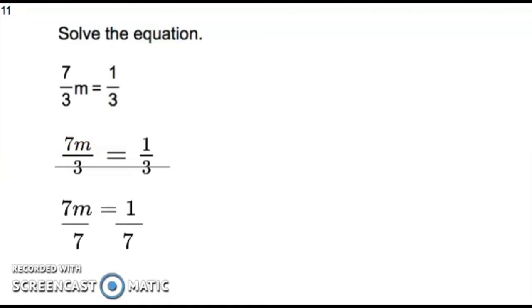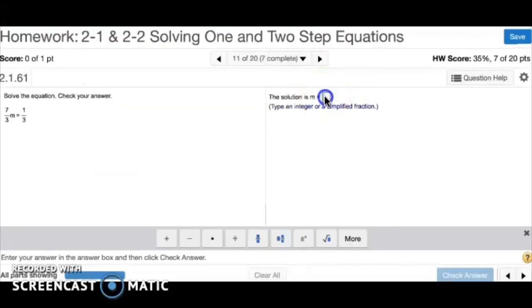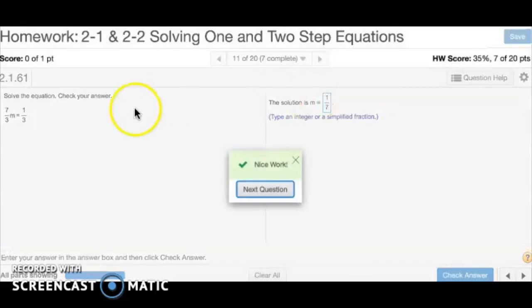Divide both sides by 7, and I'll have m equals 1 over 7. And that's going to be my answer, so let's type it in. So typing it in, we have 1 over 7. And that's my answer for number 11.